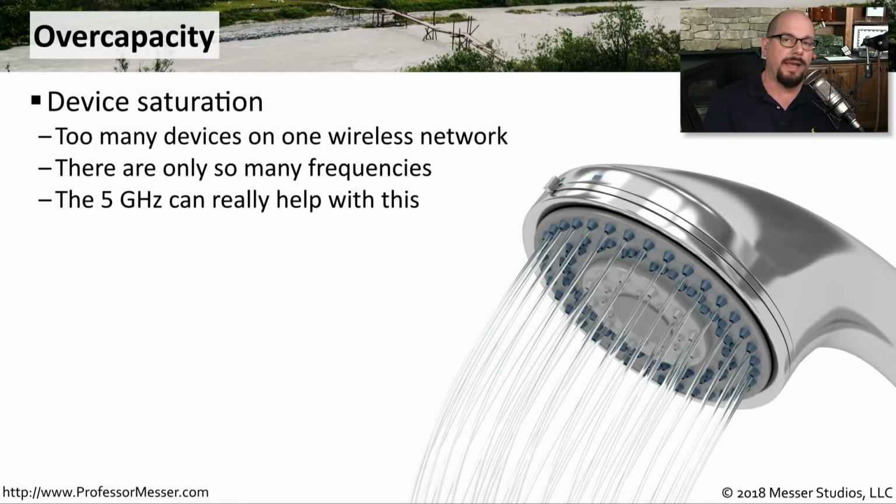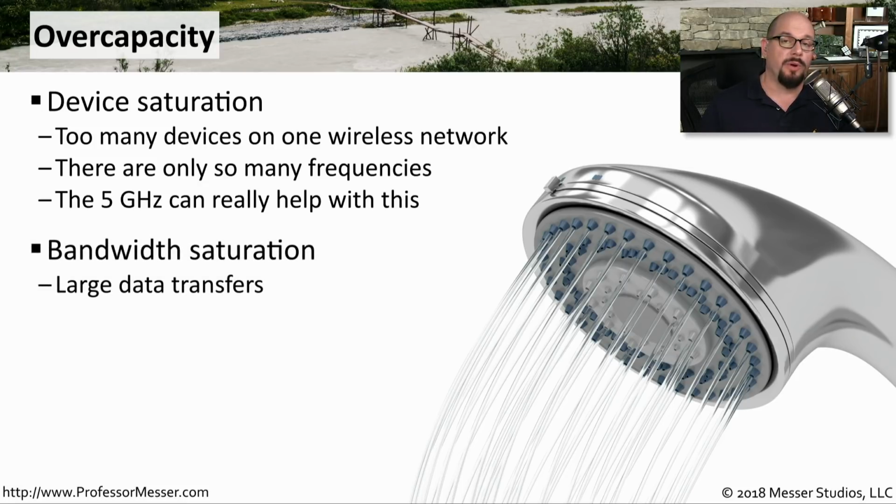One problem we really have with wireless networks is there's only so much capacity available. Only so many devices can be communicating over these very narrow frequency ranges that we have for wireless networks. So if you have too many devices on the same wireless network, you may run into problems with device saturation. If you have the option of using 5 gigahertz frequencies, you have many more frequencies available to use, and you may find that overcapacity isn't as big of a problem.